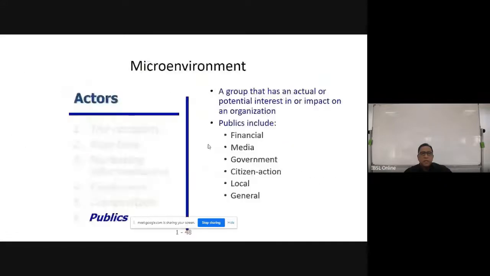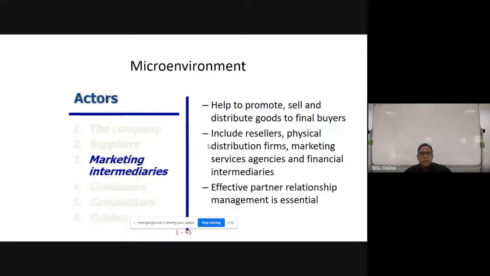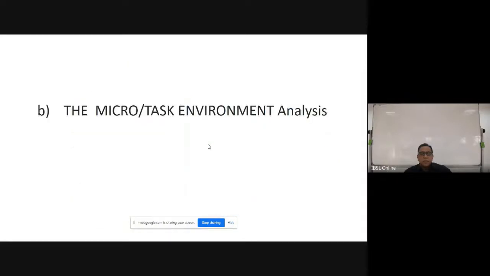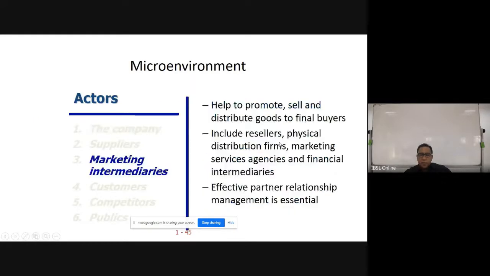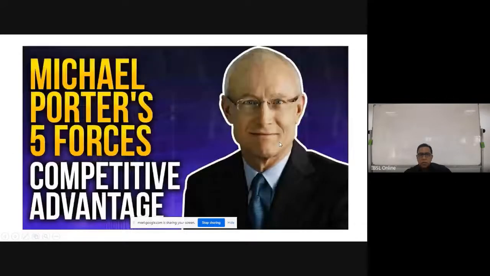With regard to this microenvironment, there's a model that describes and provides answers to these microenvironmental factors. The model is called Michael Porter's five forces model, which we will discuss next week. I have a video also to share where Michael Porter is talking about his five forces model.